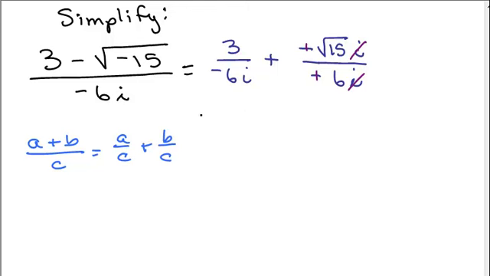And in fact, let's write the real part first because we like to put the real number first. So the real part's going to be the square root of 15 over 6. And the imaginary part is this 3 over negative 6i. Well, it's a negative, right? And we can reduce the 3 and the 6, so it's going to be 1 over 2i.